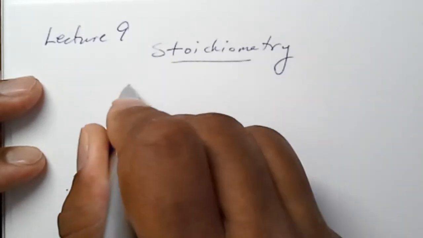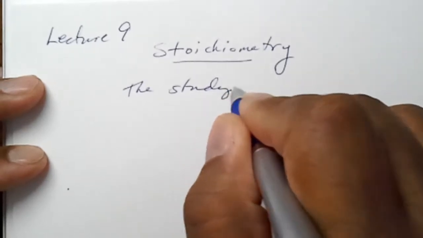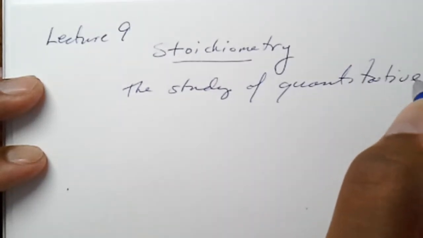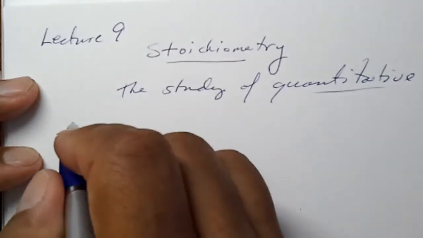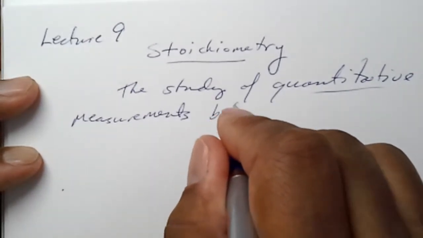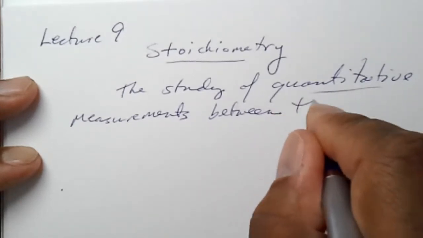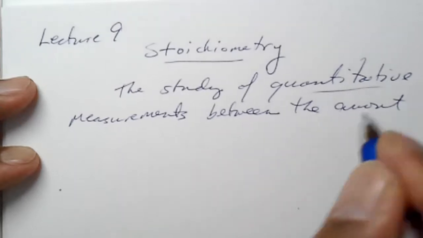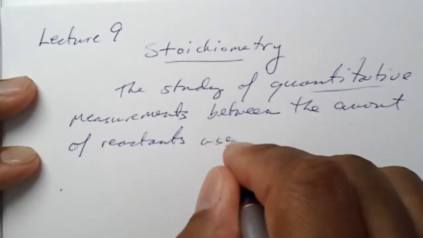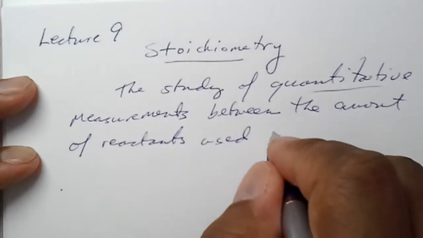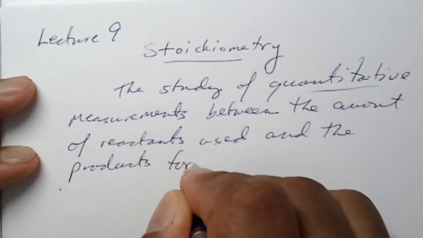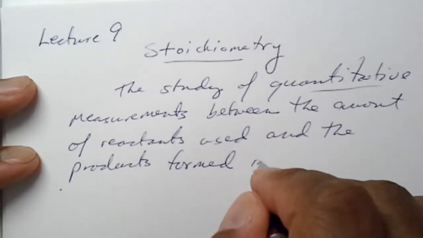But essentially, stoichiometry is a study of quantitative, that means amount, quantitative measurement between the amount of reactants used in a chemical reaction and the products formed in a chemical reaction.